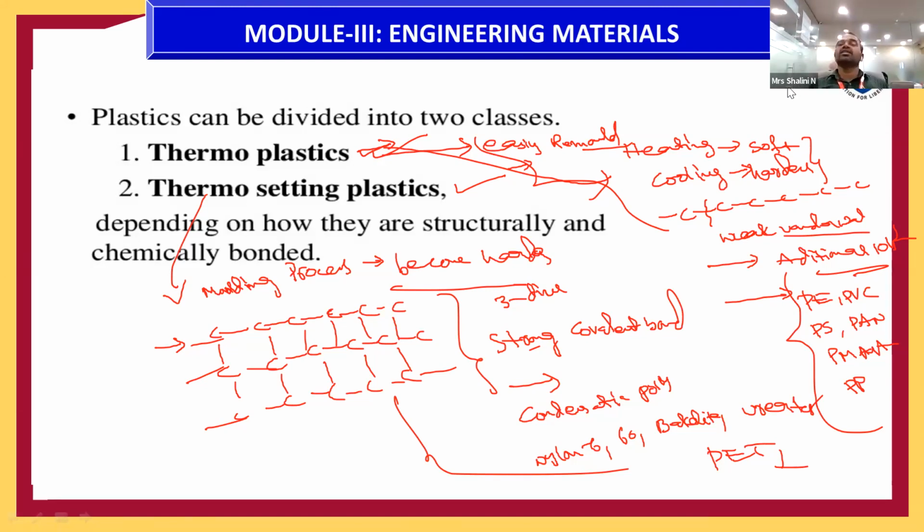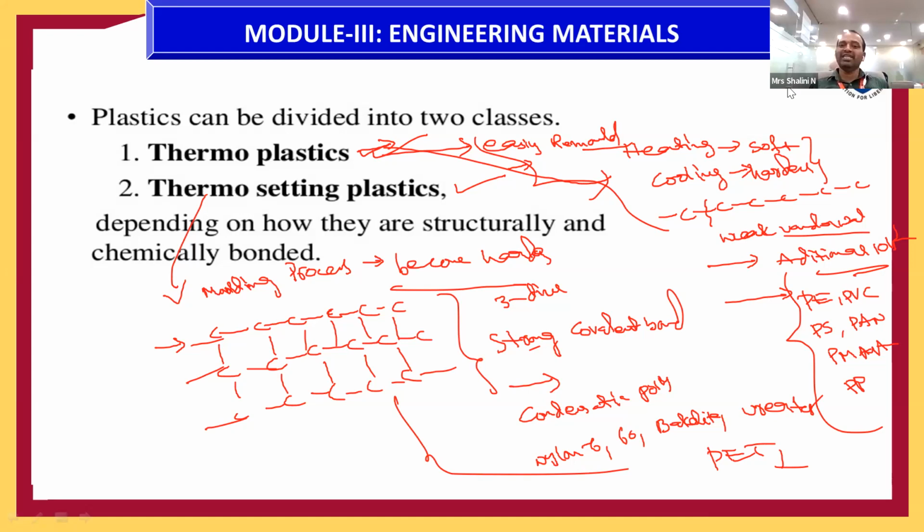and switches, which are all prepared from thermosetting plastics only. That means bakelite. By using bakelite, we prepare the switches. The best examples for this are nylon 66, bakelite, PET, etc. They can't be remolded. Once these materials are broken, they can't be remolded. So this is about thermoplastic and thermosetting.